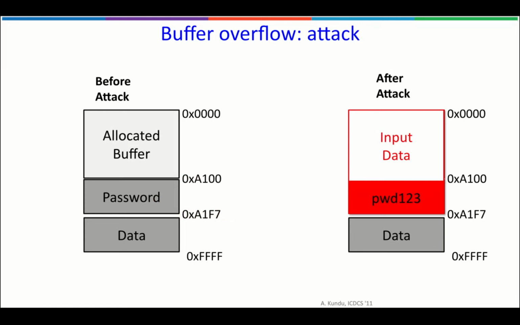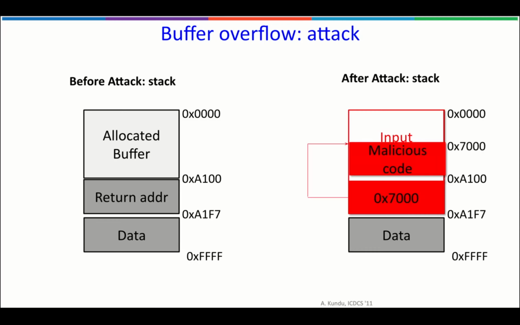Now, in a buffer overflow, before the attack, you can see the allocated buffer. There's a password, and after the attack, the attacker has overwritten the password with PWD123. Basically, if the password is going to be stored in the backend, then the password of the user has been overwritten as PWD123. So the attacker now can gain access to the user's service, right? So then it can carry out malicious code.